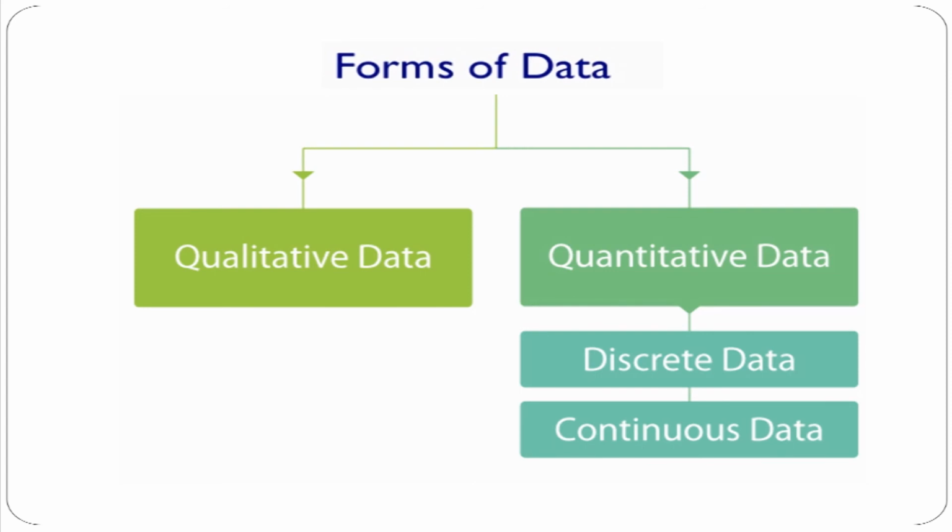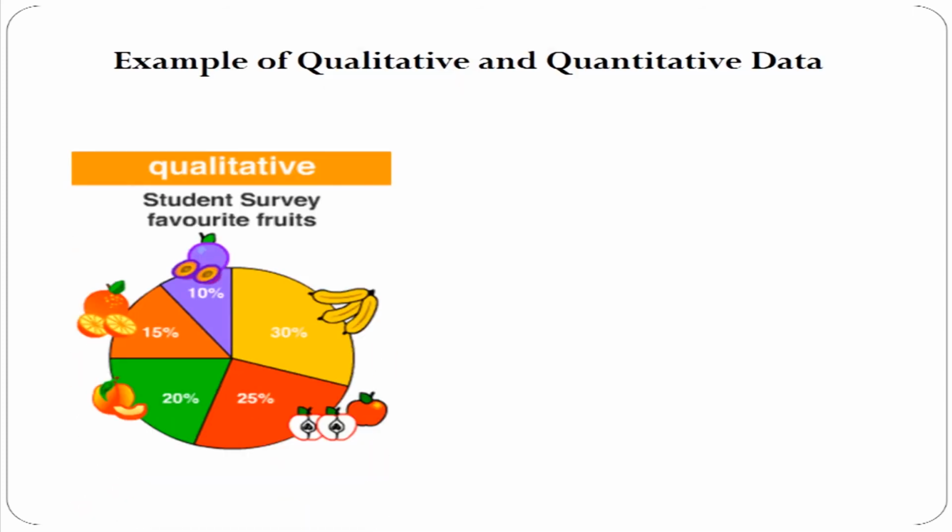Qualitative data doesn't have a measure and is used to describe qualities, characteristics, or categories of preferences like flavors, tastes, or smells. Quantitative data, on the other hand, is measurable and is used to describe quantity. For example, 10 boxes of fruits.